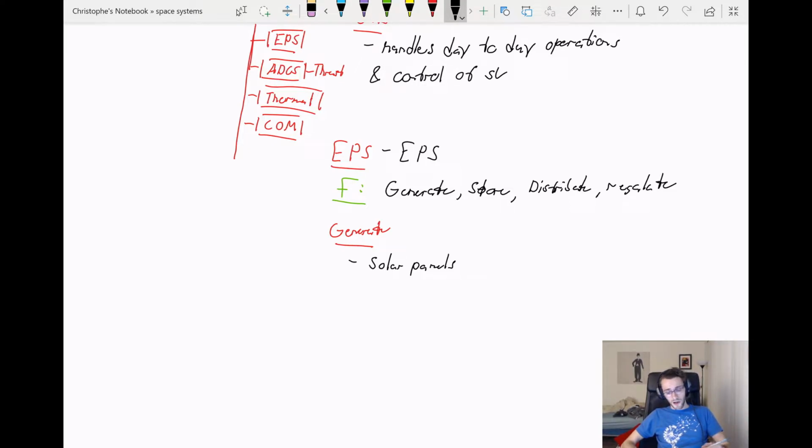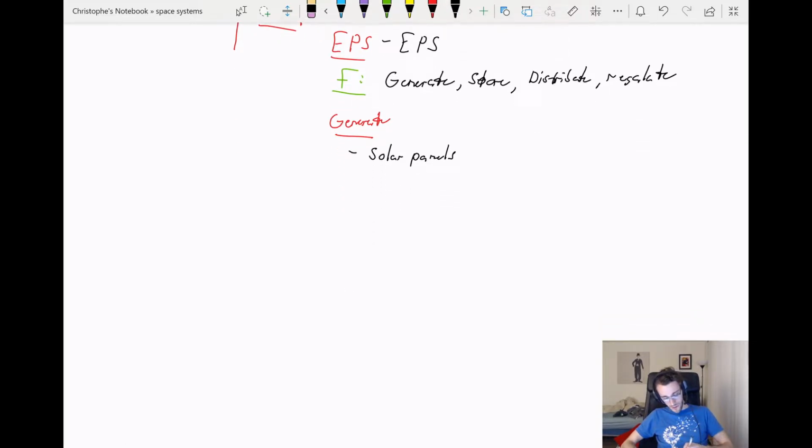Another method of generating power, which is almost unique or most commonly used in satellites, is an RTG. What is an RTG? Well, an RTG is a radioisotope thermoelectric generator.